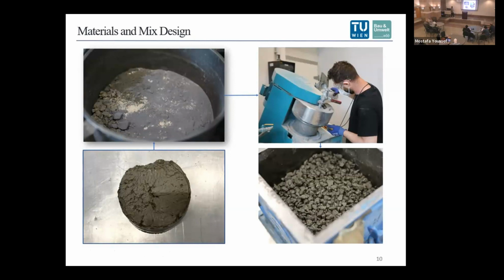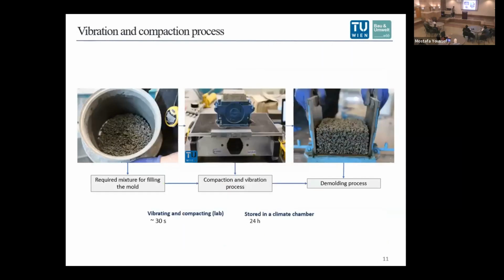The required amount of the ingredients were measured precisely according to the recipe and mixed approximately 30 seconds. And then right away, the mold was prepared for the compaction and vibration process. So here is the vibration and compaction process. As I said, right after the mixing, the mold was filled, compacted and vibrated for 30 seconds. Right after, demolded and stored in a climate chamber for 24 hours.